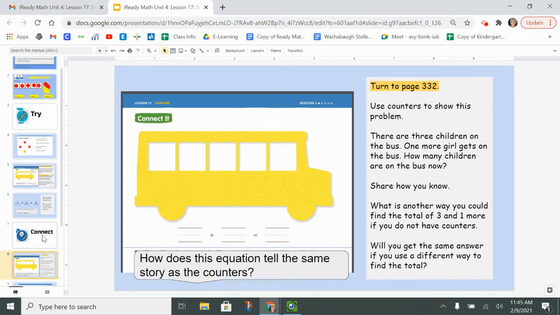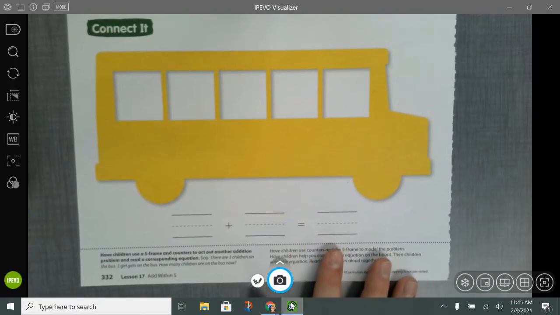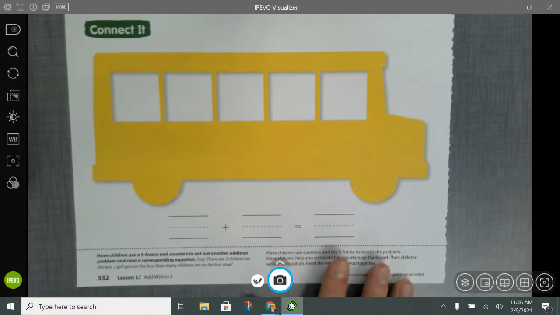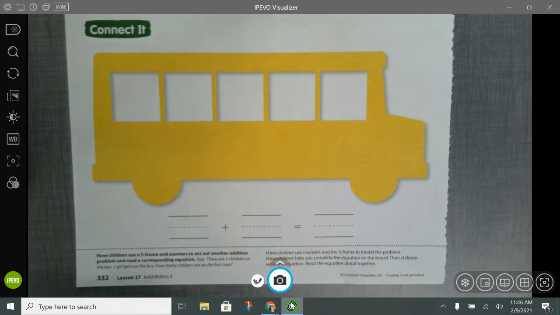All right. Now, turn the next page to 332. We're going to use our counters again. All right. Now you see that bus again. It looks like that 5 frame. Okay? And we are going to use the red for boys and yellow for girls. Okay? So listen to my problem and then you show it on the bus. Okay? There are 3 children on the bus.